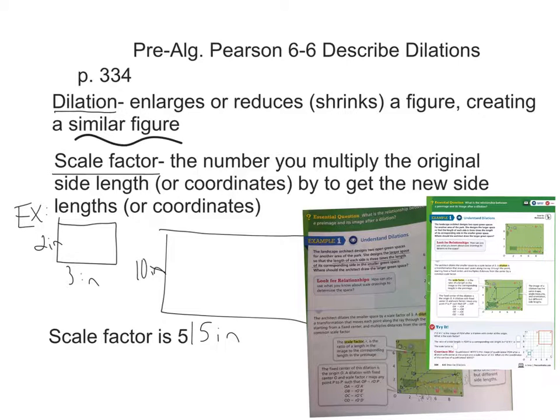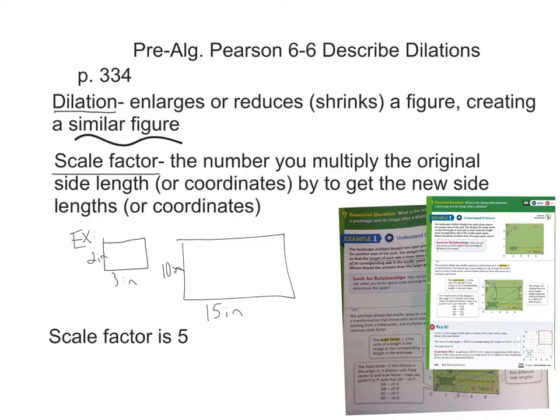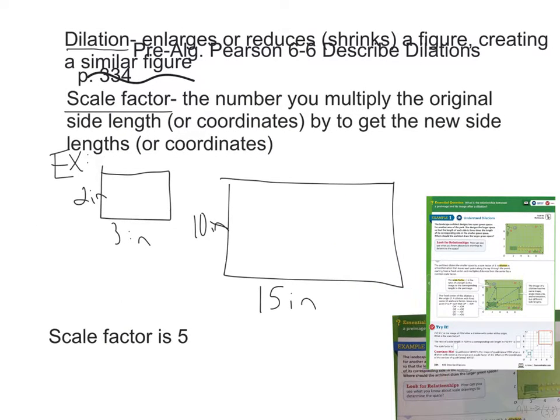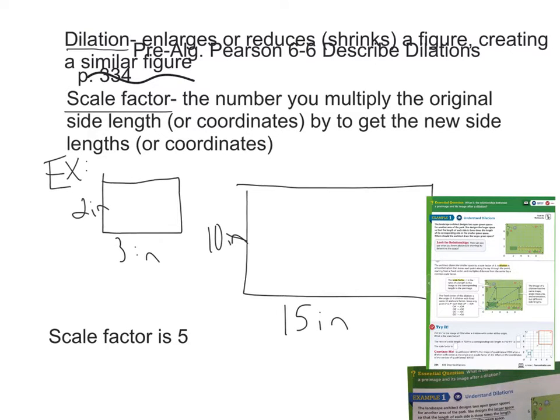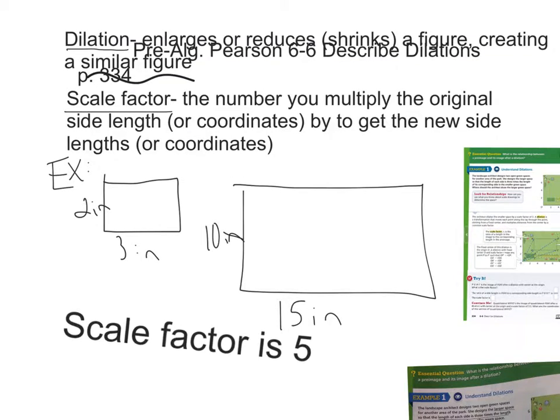So the scale factor is the number you multiply the original side length or coordinates by to get the new side lengths or coordinates. We'll talk about the coordinates part in a minute. If we think about the side lengths, here's an example. If we look at these two rectangles, you can see one has dimensions 2 inches by 3 inches. The other one is 10 inches by 15 inches. How did we get from 2 to 10? How did we get from 3 to 15? We multiplied by 5. The number you multiply by is called the scale factor.